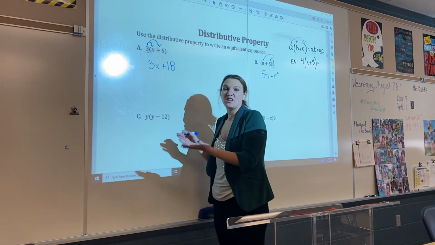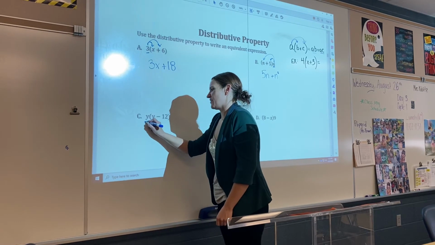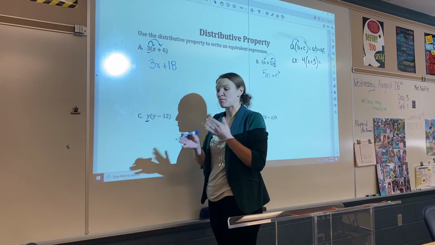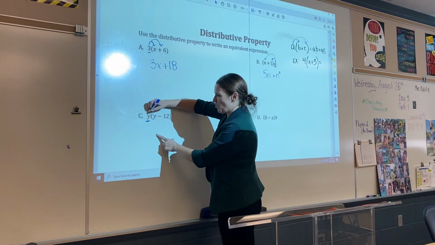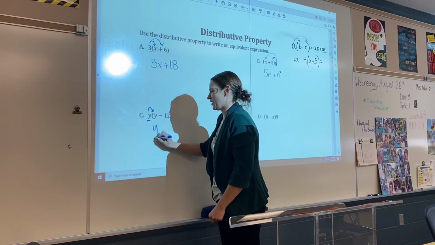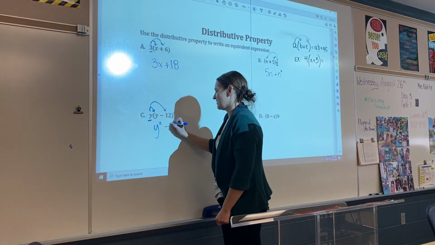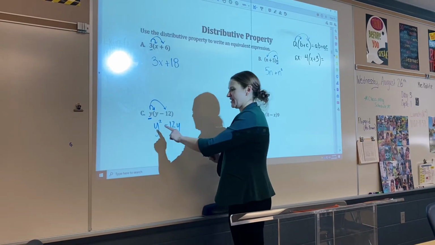Here, we're going to be distributing the y. This one out here. There's two different terms inside my parentheses. I know that because they're separated by a plus or minus. So this y times y again is going to give me y squared. Y times negative 12, negative 12y. Not like terms, we're done.